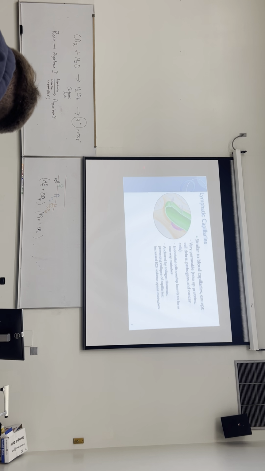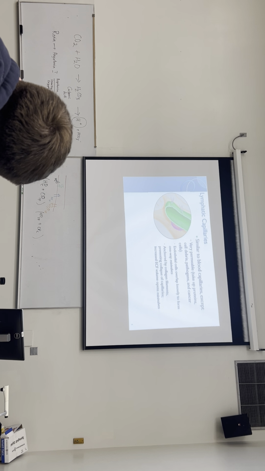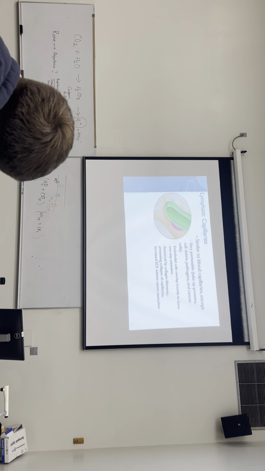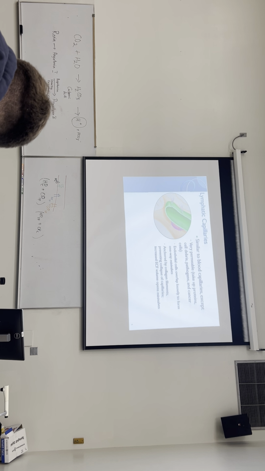Because they're one-sided, they need these collagen fibers to anchor them, to hold them in place. This way, fluids can move in, and any material, fluids, proteins, lipids, cells can move in, and then flow up into larger lymphatic collecting vessels.